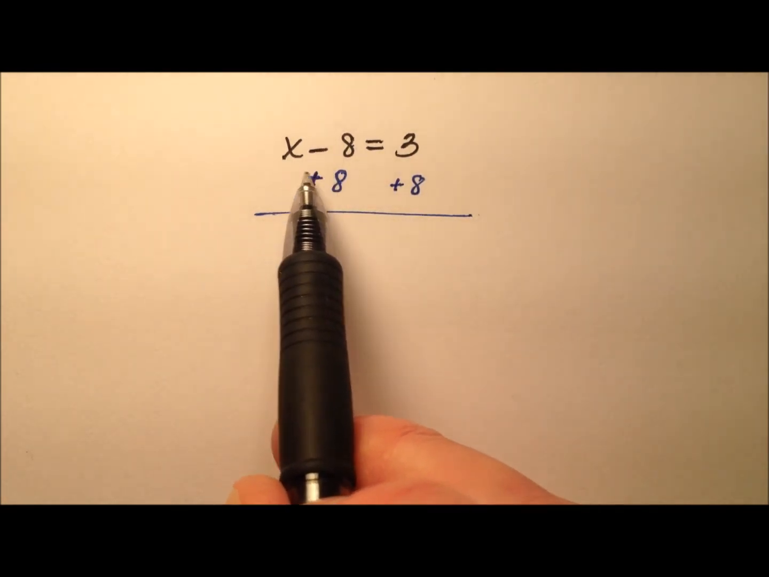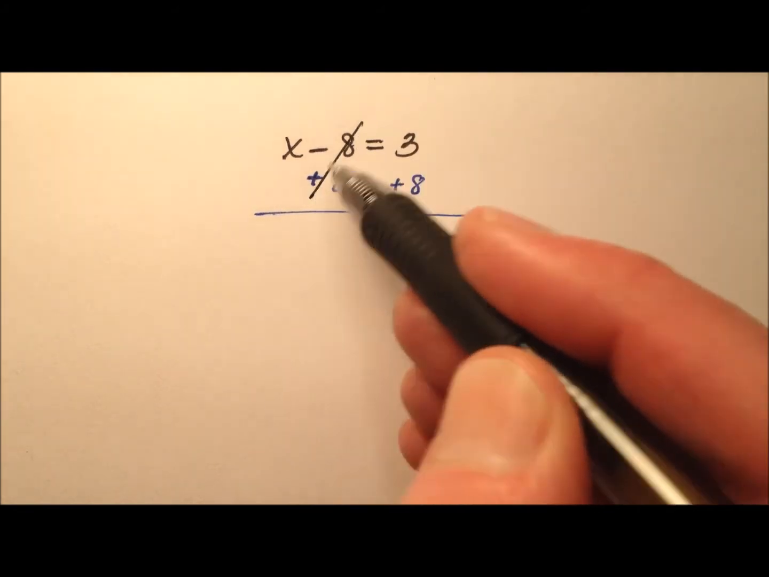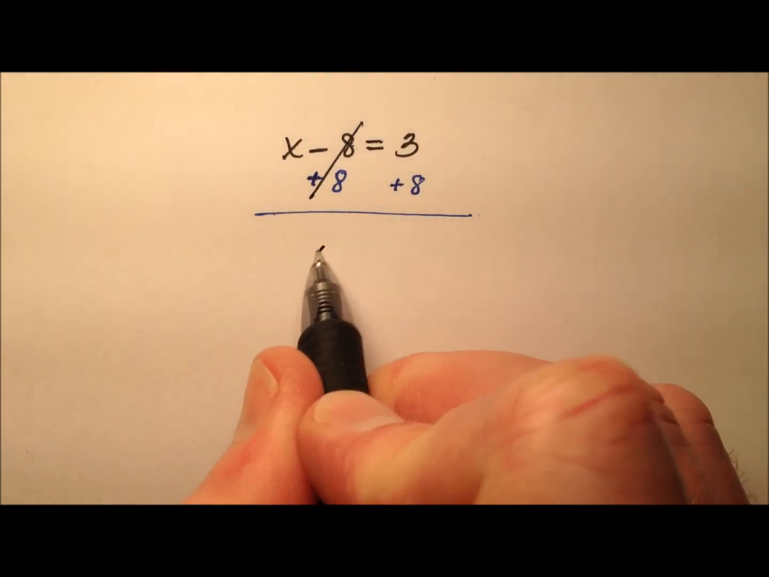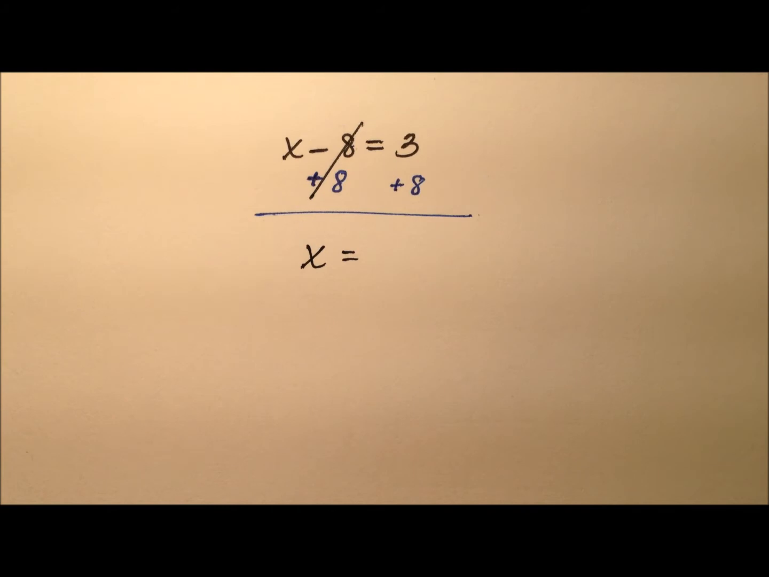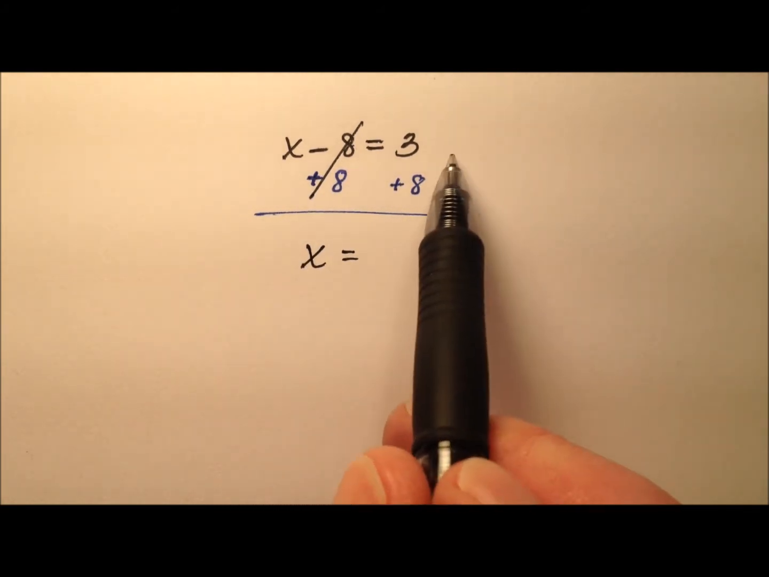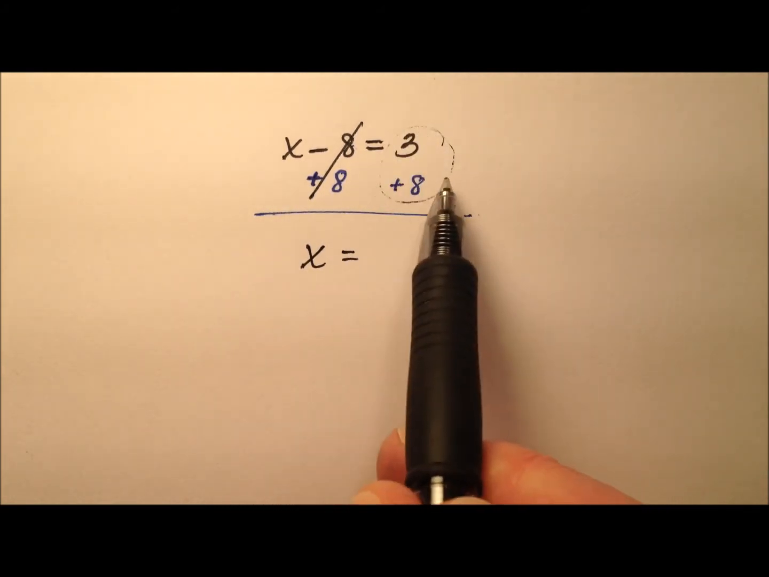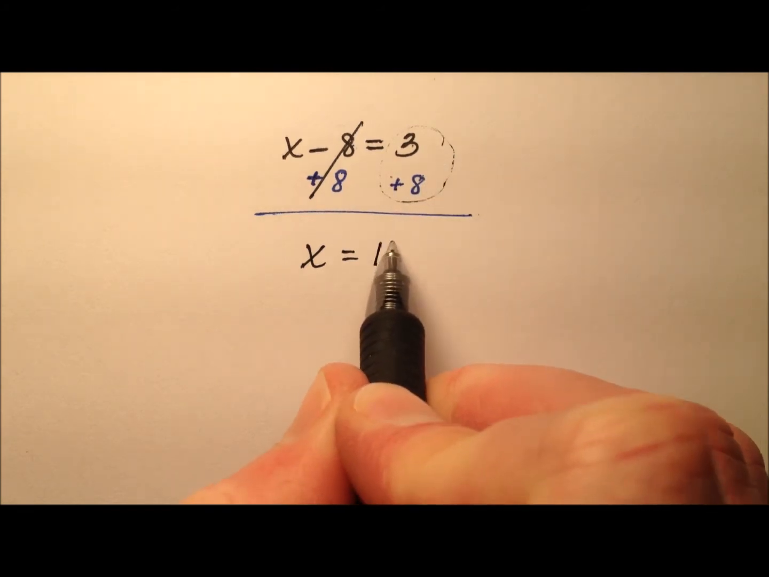So what happens on this left side is the negative 8 and the positive 8, of course, cancel out. So I'm left with just that x, and that's what I'm going for. So x equals, and we'll simplify this by going ahead and doing this addition. So 3 plus 8 is 11.